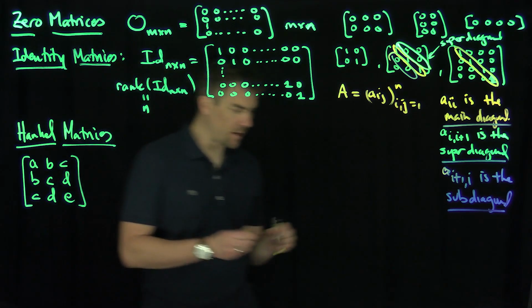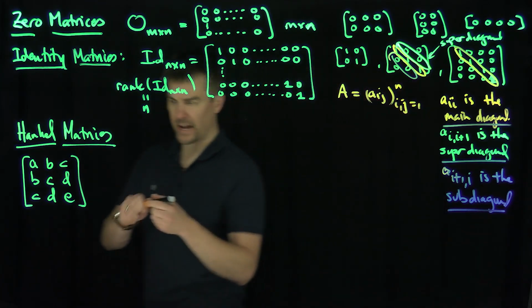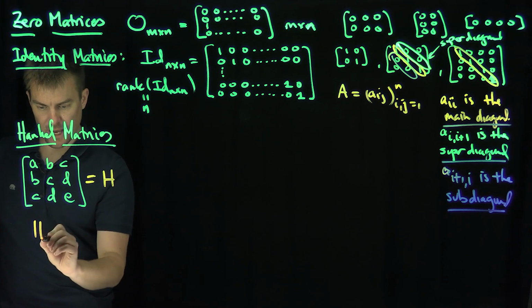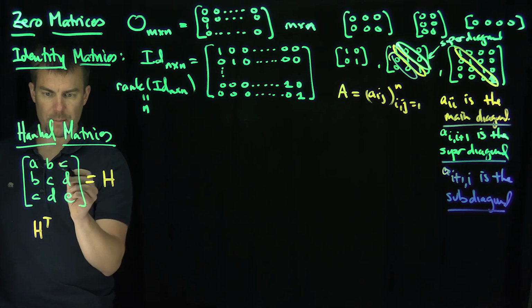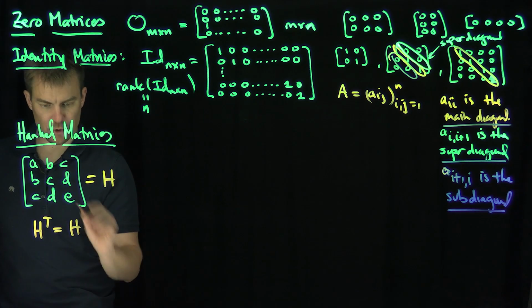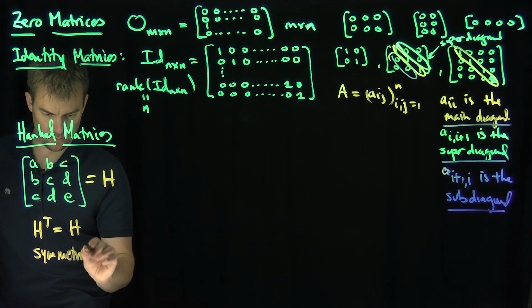And what do you notice about Hankel matrices? Well, let's call this matrix over here H for Hankel. Then one thing you can immediately notice is that H transpose, if I change the rows and columns, look, the row and the column are the same, and the row and the column are the same. So H transpose is equal to H. So these Hankel matrices are symmetric matrices. They're symmetric, which is beautiful.